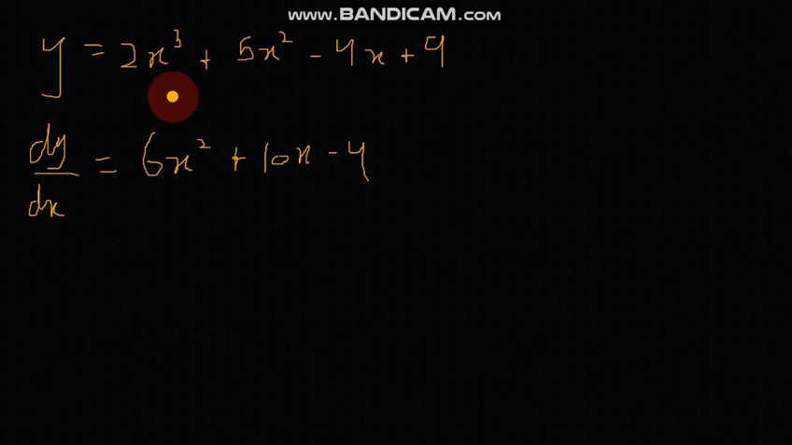So the differentiate of y equals 2x cubed plus 5x squared minus 4x plus 9 is equal to 6x squared plus 10x minus 4. If you got it right, then you can correct yourself. Okay, so till now I hope you have understood how to differentiate those simple equations. Now let's see some other types of equation.